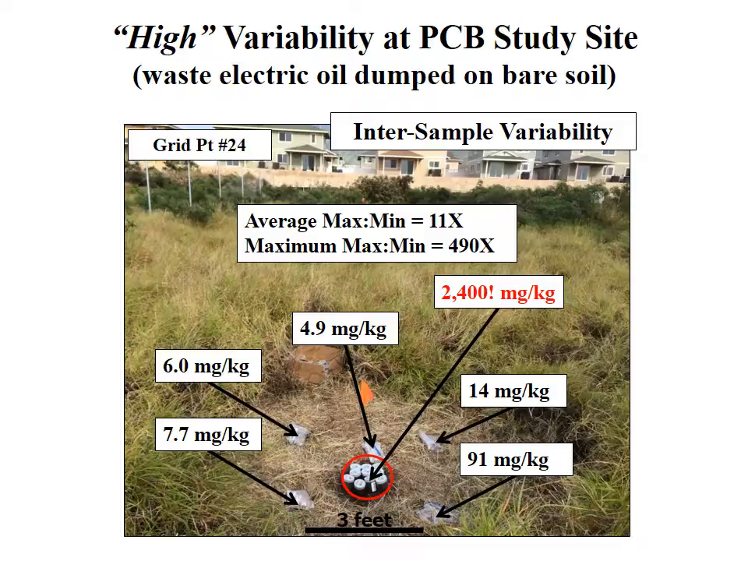The average maximum to minimum variability between co-located samples was over an order of magnitude. The maximum to minimum ratio between co-located samples at this particular grid point was almost 500-fold. So again, start thinking about the implications of this.